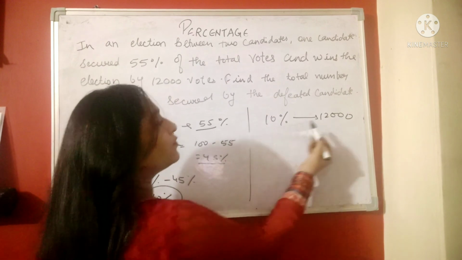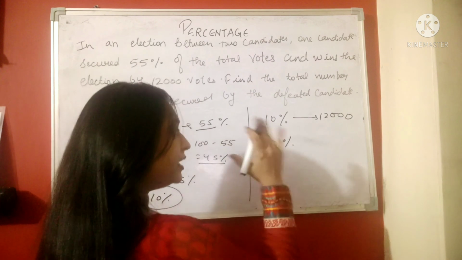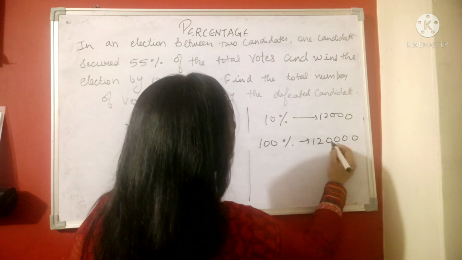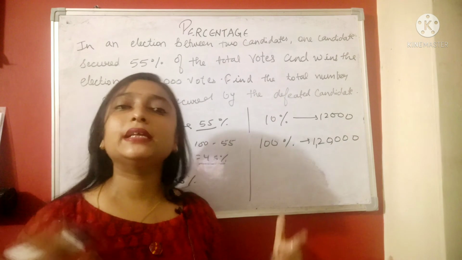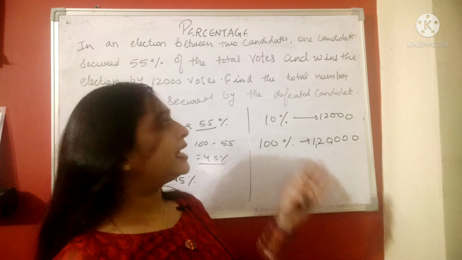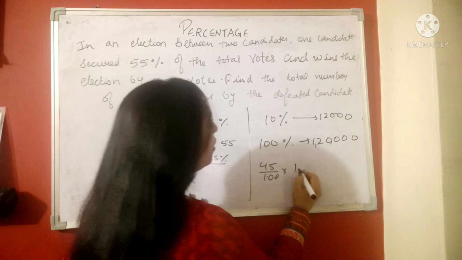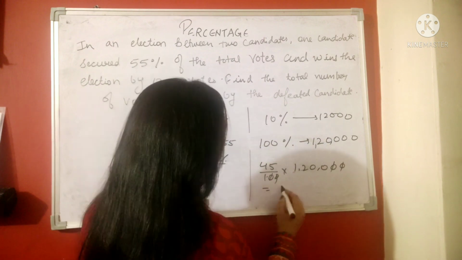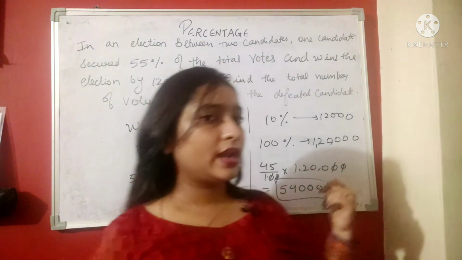So if we see it properly, this 12,000 is nothing but 10% of the votes, right? So if 10% of the votes means 12,000, how many total votes were there? That means how many votes were there for 100%? If we find, we will get 1,20,000 votes, right? Now it is asked, find the total number of votes secured by the defeated candidate. If 100% of the votes are 1,20,000, the losing candidate has got 45% of the total votes. So 45% of 1,20,000, right? When we solve, we will get 54,000 votes, right?